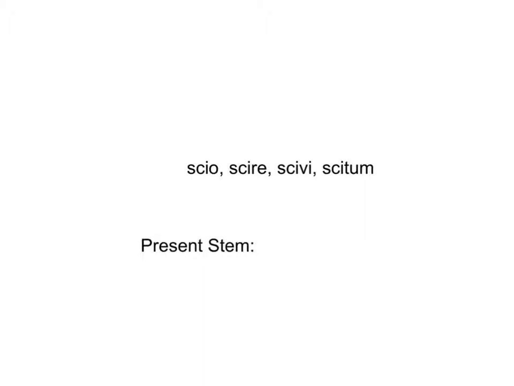So, for this tense, for the imperfect, we're going to be using the stem given to us by the first two principal parts, which, yes, is called the present stem. And I know we're forming the imperfect, but that's the stem that you want. And so we're going to knock off the IRE from the second principal part, and we're going to get SC for our stem.